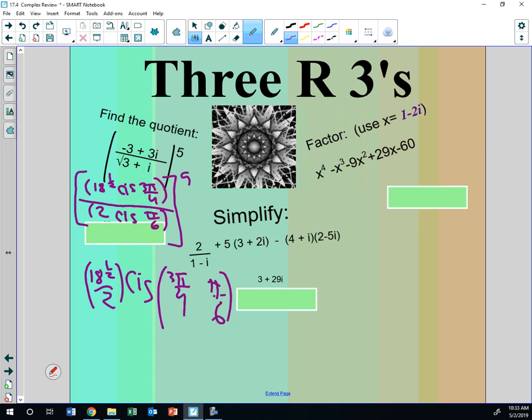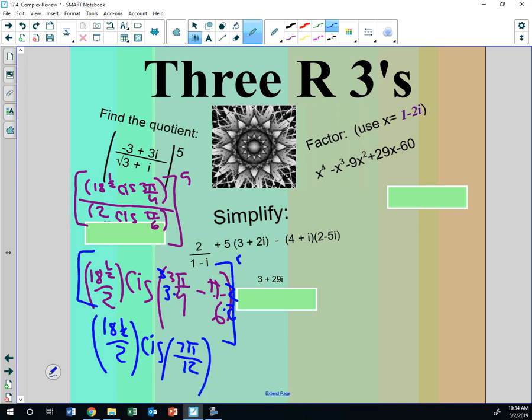But what do you do in between if it's dividing? Subtract. Yeah. If we were multiplying them, we'd add. They're log-like. So then you're going to do 3 over 3, 2 over 2. And so you're going to get 18 to the 1/2 power over 2, cis 9 pi over 12 minus 2 pi over 12, which is what? 7 pi over 12. Okay? And all of these are to the 5th power.